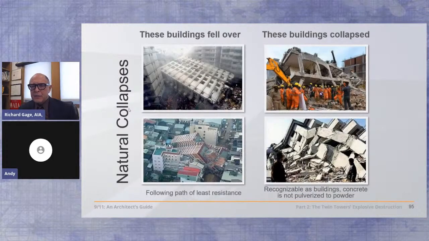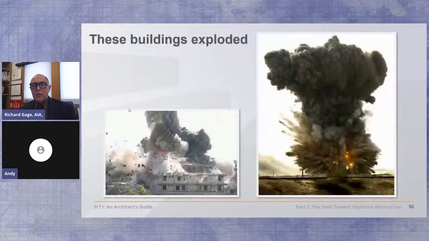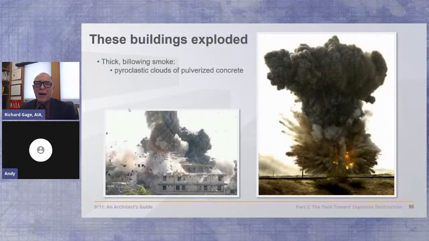These are natural collapses. We have buildings that are damaged, certainly, and look very damaged, but the concrete is not pulverized to a fine powder. The columns and beams are not severed one from another. It doesn't fall like a house of cards. These buildings were blown up. We have thick, billowing, enormous pyroclastic-like clouds of expanding, pulverized building materials and smoke, expanding in cauliflower-shaped forms due to the incredible heat released from the chemical ignition of these explosives.